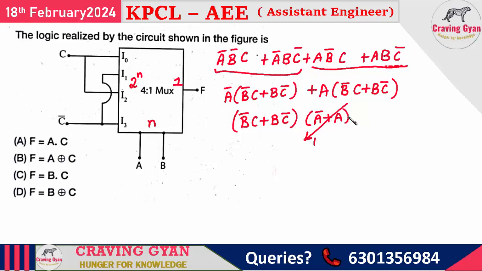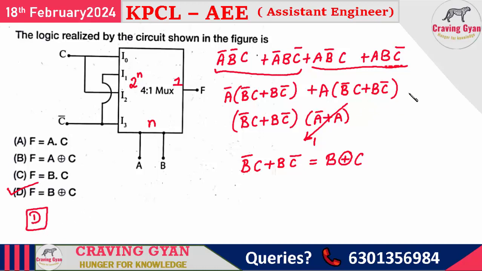Why? When A equals 0, A bar becomes 1. When A equals 1, A bar equals 0. 1 plus 0 is 1. Straight away we can arrive at the answer. So it is B bar C plus B C bar, which is B XOR with C. Option D is going to follow. This is one method of solving.